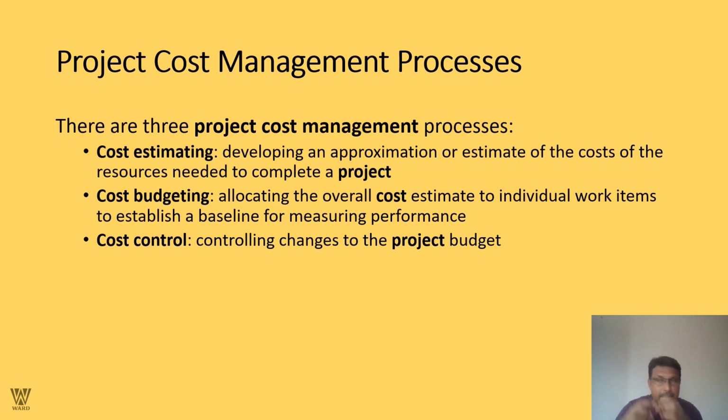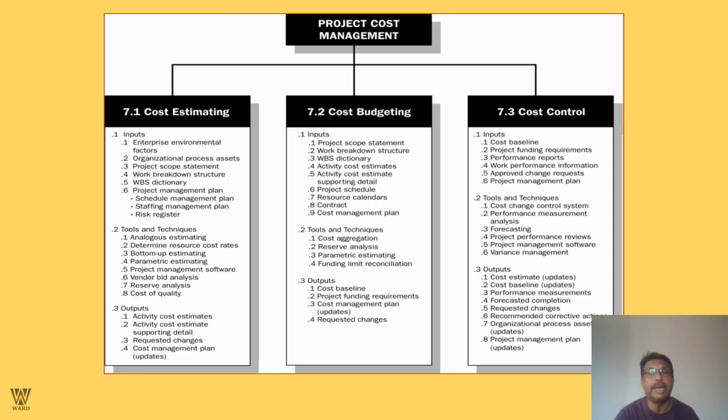First, before the event, is estimating; the budget is during the execution; and post would be the control. In fact, may I add, controlling can be done even during the execution of the project. So cost estimating, cost budgeting, and cost control is what we are looking at here. Under estimating, what we need to understand is the input. What are we talking about? Enterprise environmental factors, organizational process assets, project scope statement, work breakdown structure dictionary, the project management plan, the schedule management plan, the staffing management plan, the risk register. We are talking about the tools and techniques as well, such as analogous estimates, determining the resource cost, and so on and so forth. Everything has been estimated as to what would be my input, what will be my tools to measure it, and what will be my output. Everything has been estimated before even the initiation of the project.